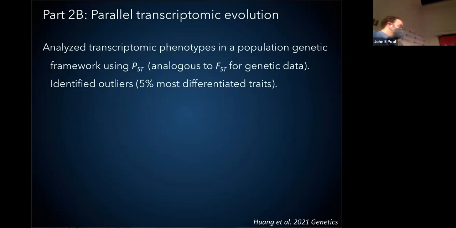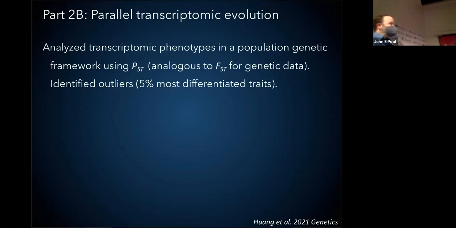And so for each of these expression traits, we calculated something called PST, which is basically a quantitative trait analog to FST. So instead of genetic differentiation, we're looking at trait differentiation between our warm and cold adapted populations. So PST will be higher when the expression values from the cold population are all pretty different than the expression values in the warm adapted population. And we identified outliers on the basis of this PST statistic.